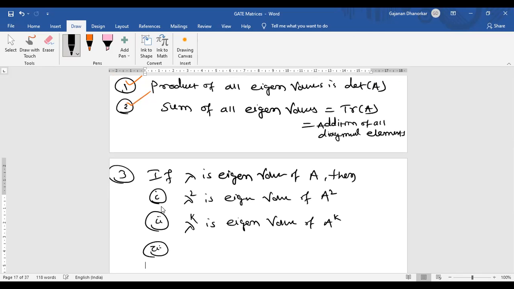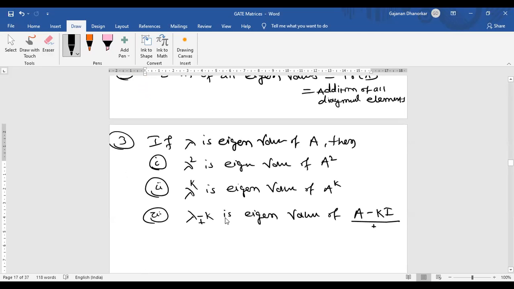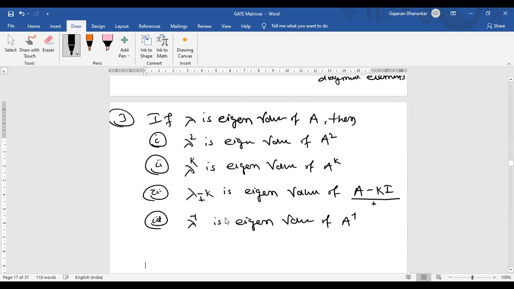Again, if lambda is an eigenvalue for matrix A, then lambda minus k is an eigenvalue of A minus kI, where I is the identity matrix. You can take plus also; it doesn't matter. If the matrix is non-singular, then if lambda is an eigenvalue of A, lambda inverse is an eigenvalue of A inverse.